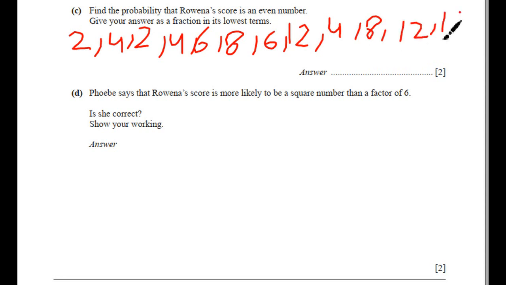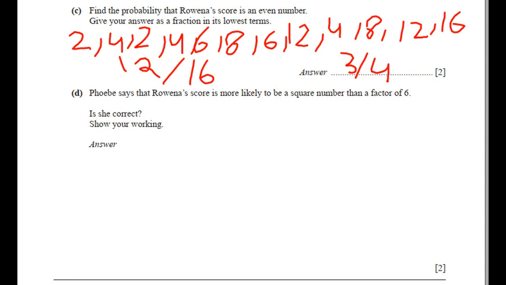So how many even numbers do we have here? 1, 2, 3, 4, 5, 6, 7, 8, 9, 10, 11, 12. 12 even numbers over total 16 numbers. So our final simplified answer will be 3 by 4. Part D. Ben says that Rowena's score is more likely to be a square number than a factor of 6. Is she correct? Show your working.